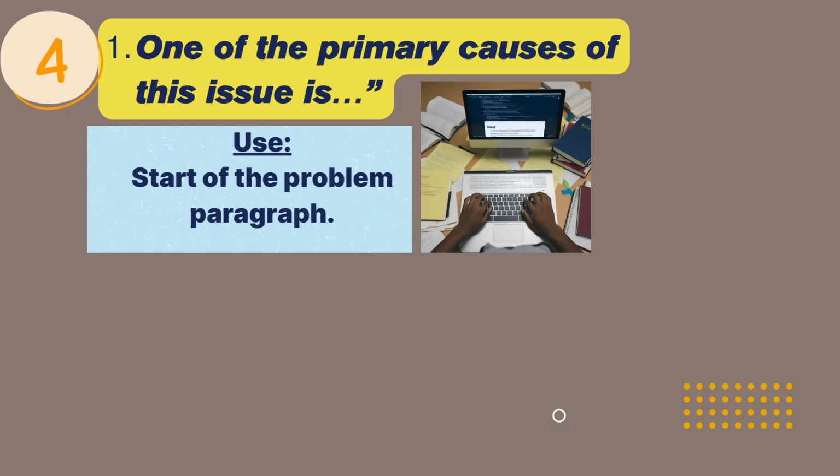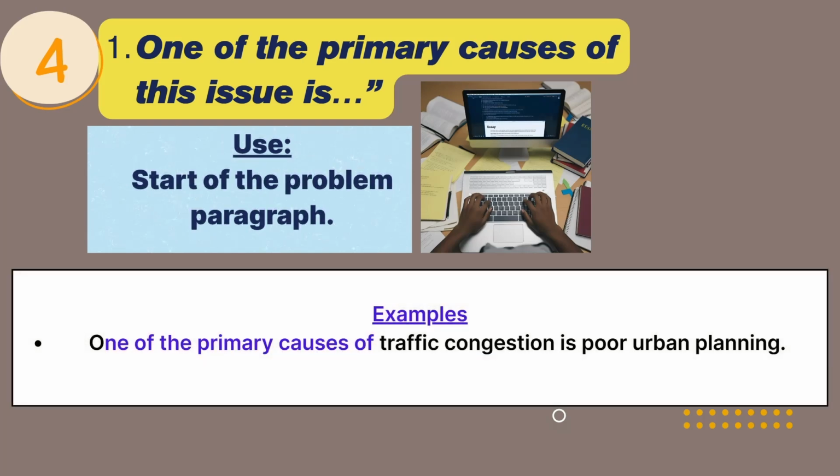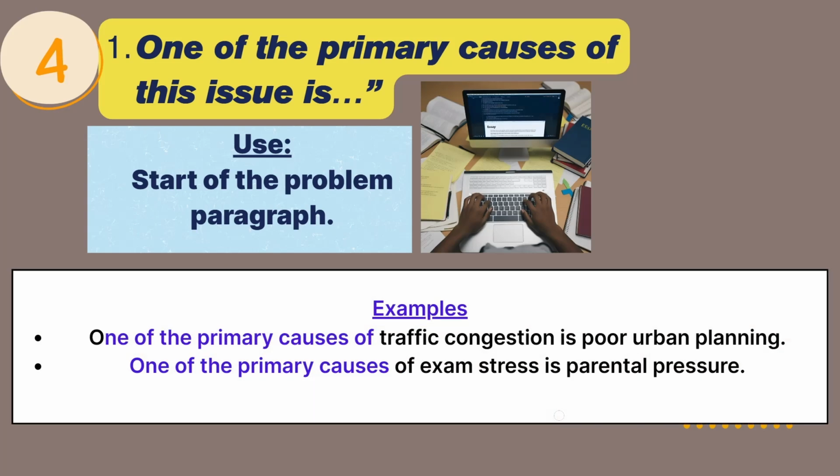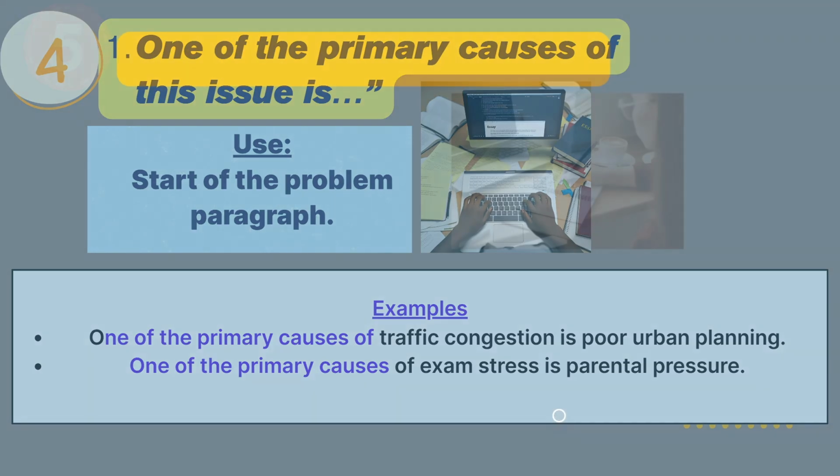Primary is a good word or synonym that you can use instead of main, big. So it's a more advanced way of talking about a main issue. Example, one of the primary causes of traffic congestion is poor urban planning. One of the primary causes of exam stress is parental pressure.